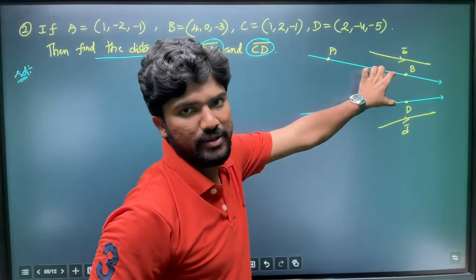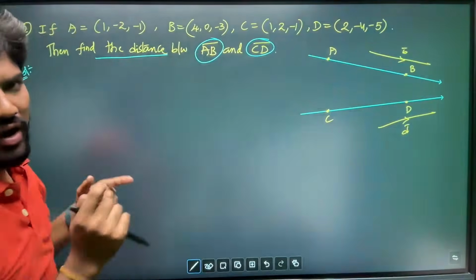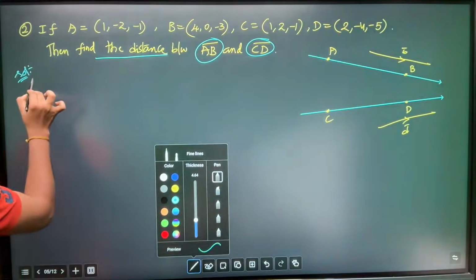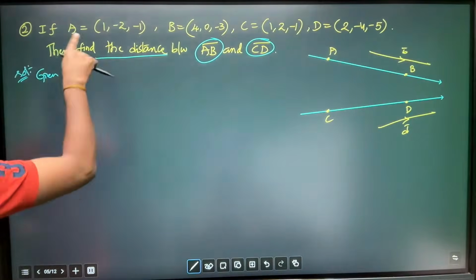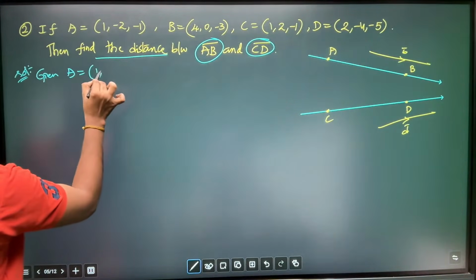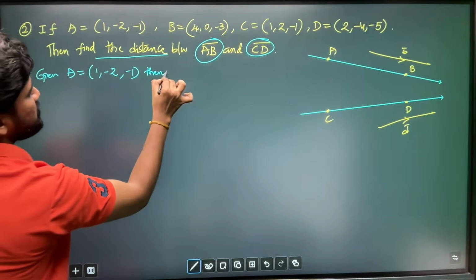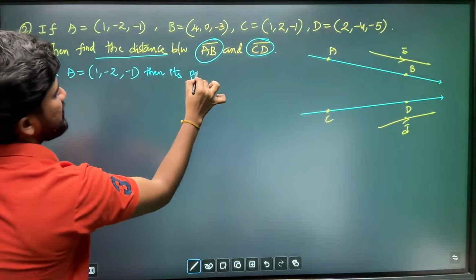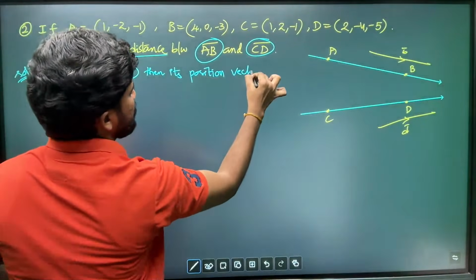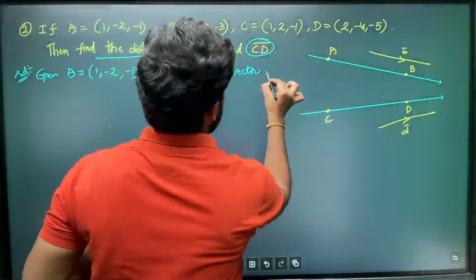Shortest distance means we have to follow the same process, but here we have the points, the coordinates, we don't have any vectors. So first of all, the given points we have to convert into position vectors. First of all, capital A is equal to 1, minus 2, minus 1. Then its position vector. What is the position vector of capital A? It's a position vector. For the first point I am writing clearly that it is a position vector; from the second point I will directly write.